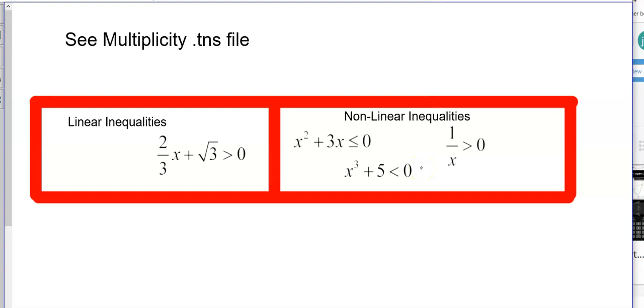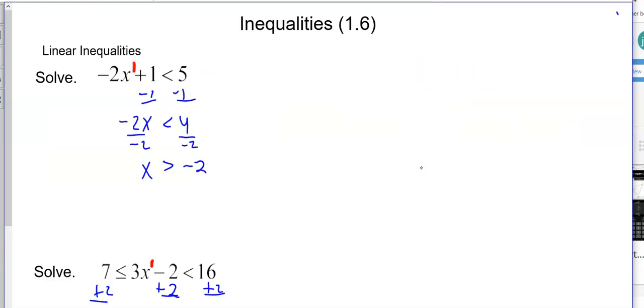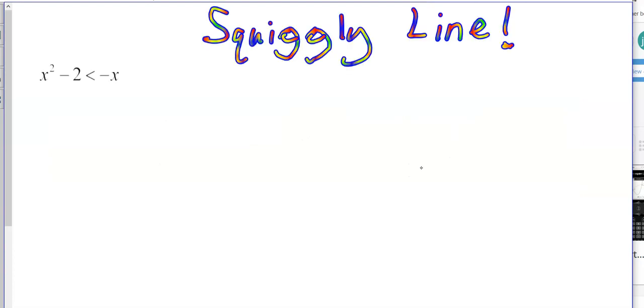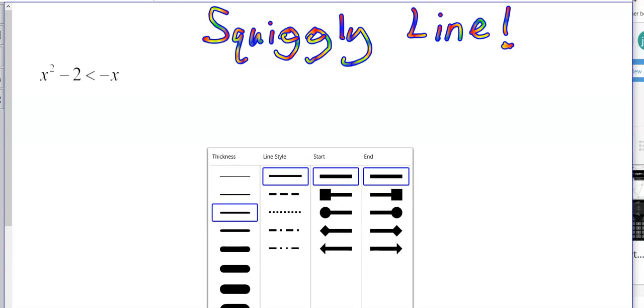because the first thing you have to do is, if it's linear, you solve it like a normal equation, right? You just have to remember that when you divide or multiply by negatives, you flip the direction of the sign. If it's nonlinear, we have this whole other method that we're going to use. So we're about to learn a new method just for nonlinear inequalities. It's called the squiggly line method.